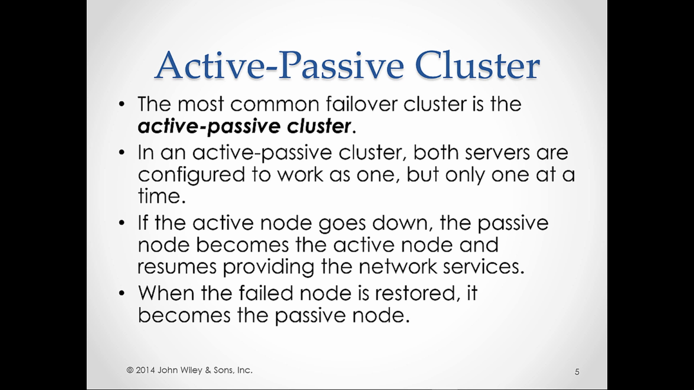So again, we already talked about the active passive cluster, and this is the most common type of cluster. In an active passive cluster, both servers are configured to work as one, but again, only one is active at a time. If the active node goes down, then the passive, after X amount of time, becomes active.